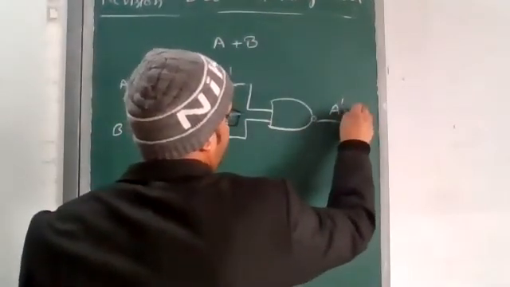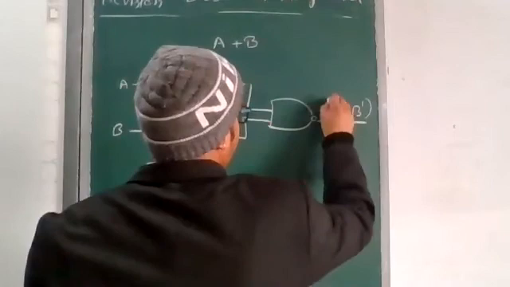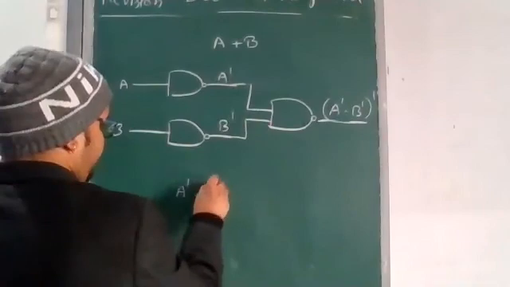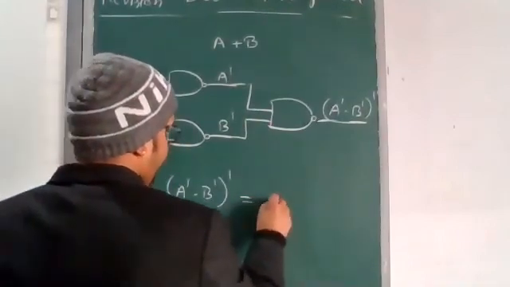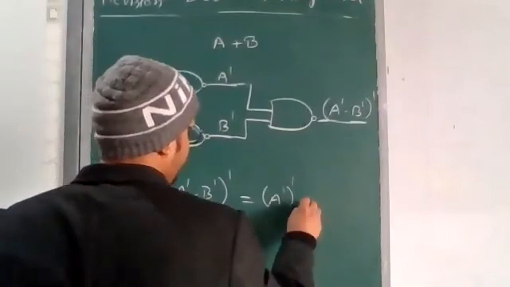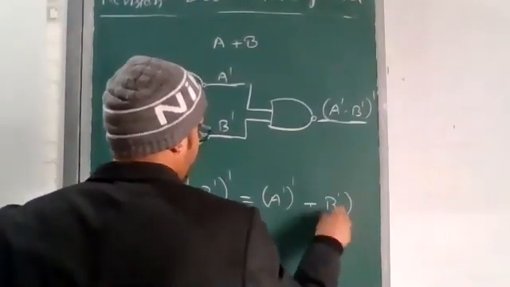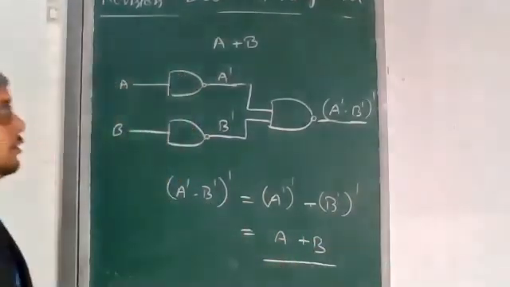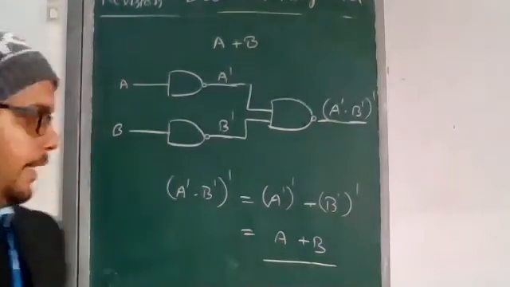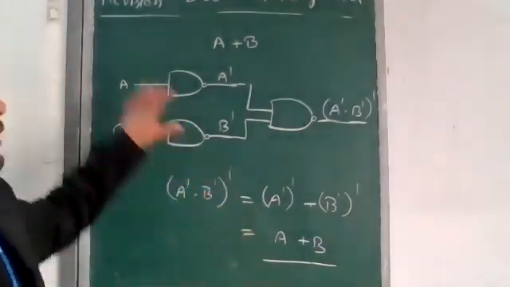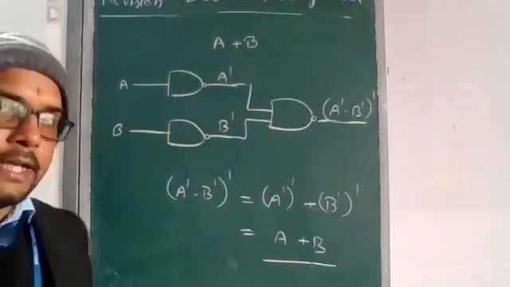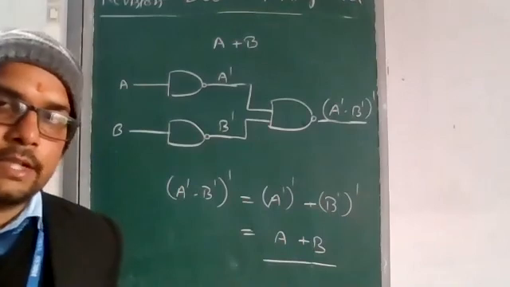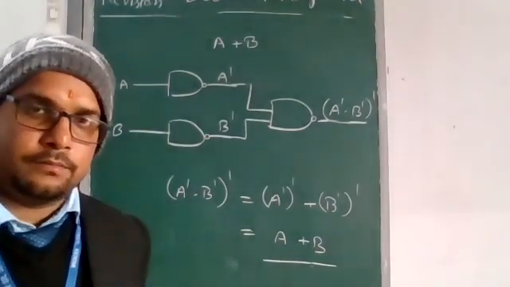(A complement dot B complement) whole complement. When you solve (A complement dot B complement) whole complement, you will get A complement to the complement plus B complement to the complement. The result is A plus B. So this is OR. You can make an OR gate with the help of NANDs only. That's why we say NAND and NOR both are universal gates. Clear?